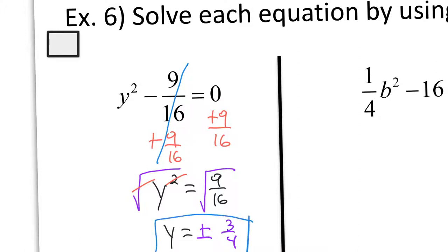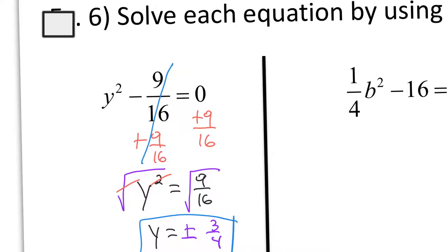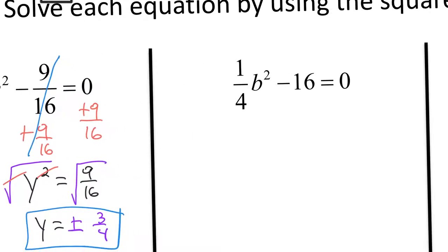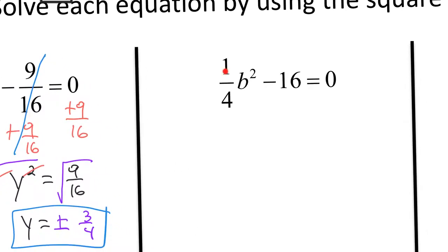All right, so that's what you do. You try to get the variable by itself. Now the next one here, you have the fraction next to the variable, so it's a little bit different. So 1 over 4 b squared, and we have a constant. This one is not a fraction, equal to 0.